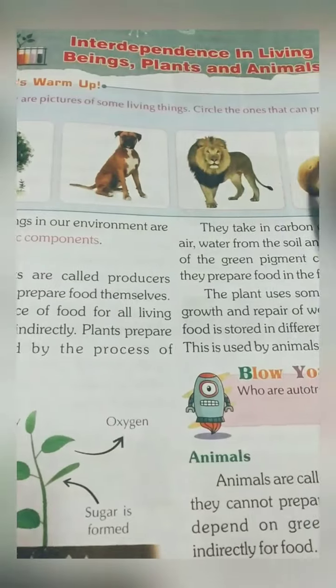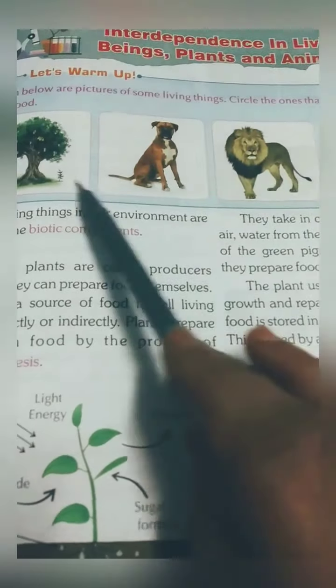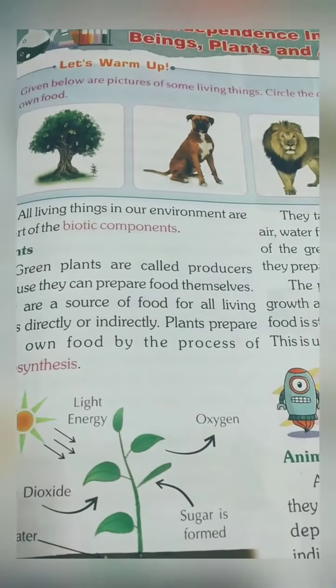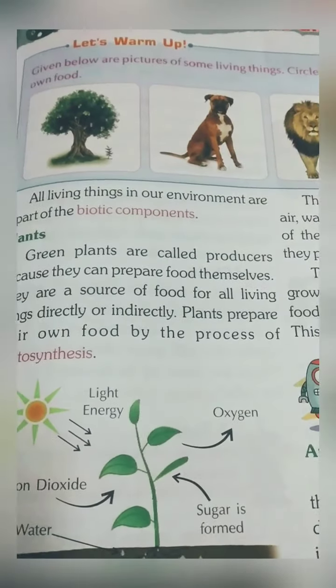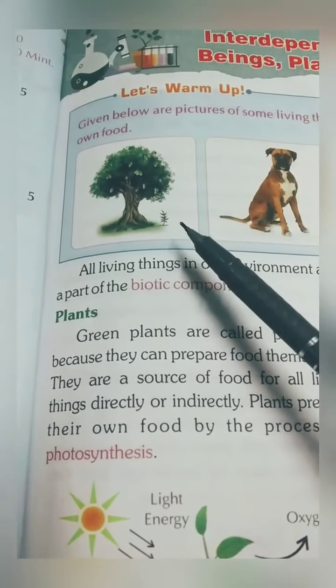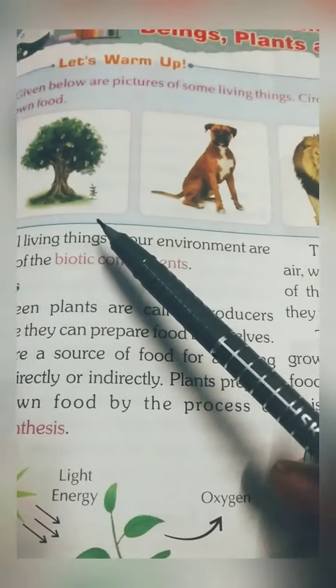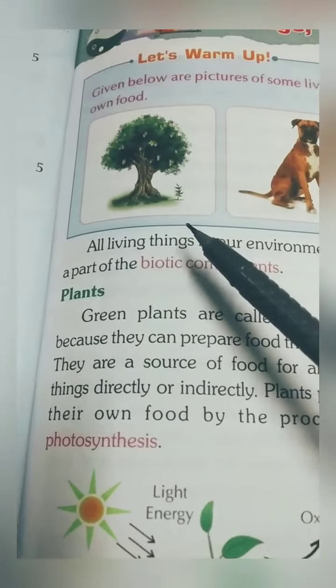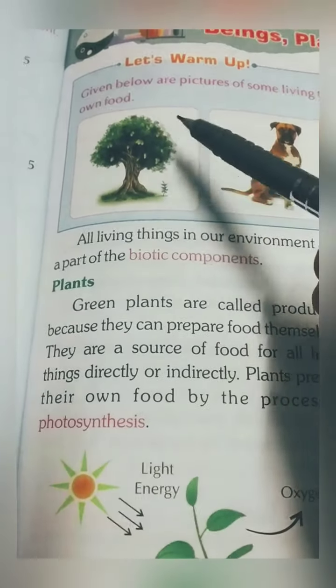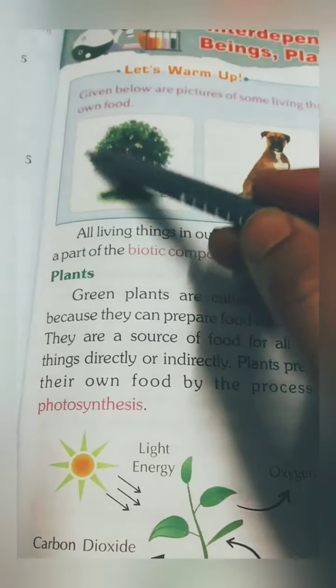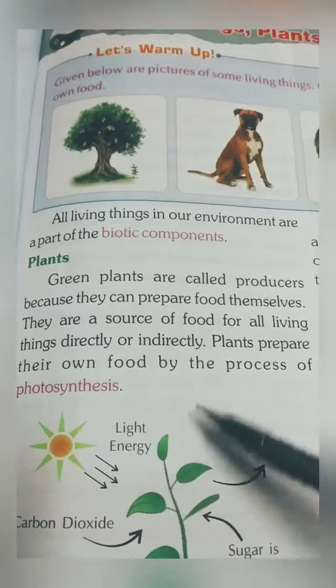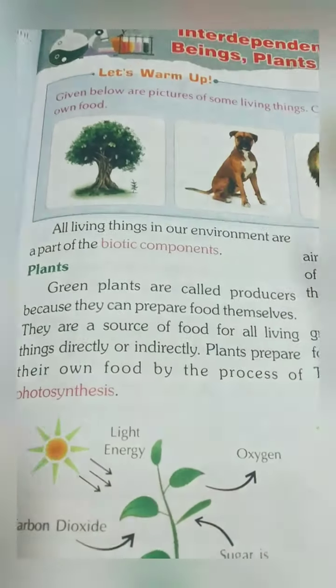Whatever you are able to see in these 4 pictures, all these are living beings and these are biotic components. Now in these 4 pictures, what they are going to ask us is that we have to circle the one that can prepare its own food. And we know who prepares their own food? Plant or tree. So you circle the first diagram.